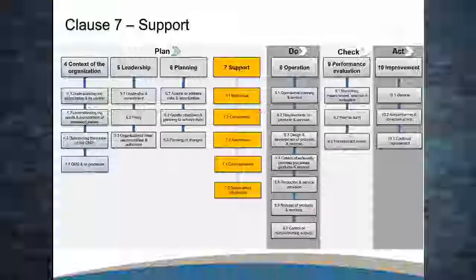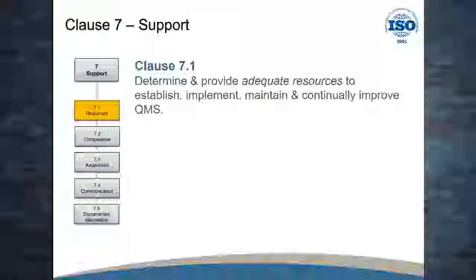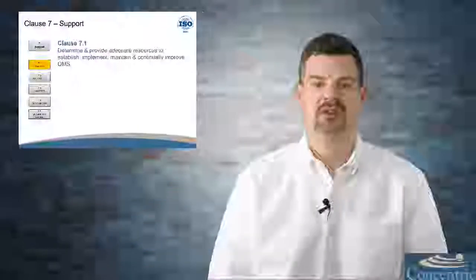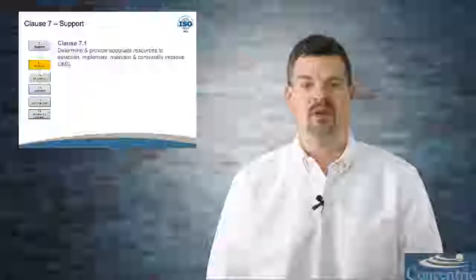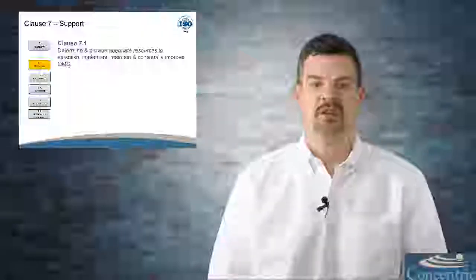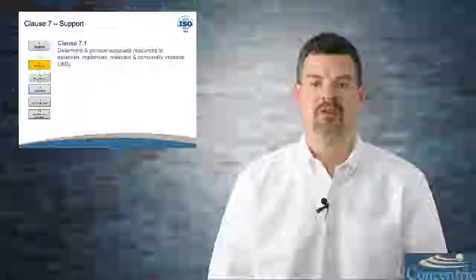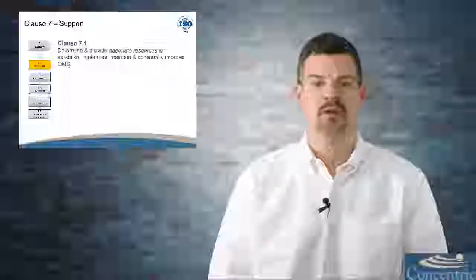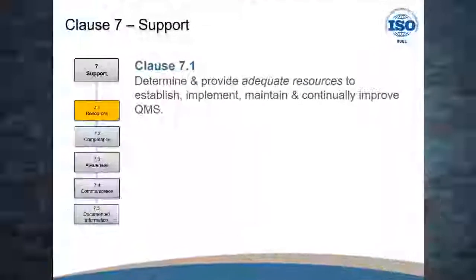Clause 7, support. Clause 7.1, resources. So determine and provide adequate resources to establish, implement, maintain, and continually improve the quality management system. So again, I like adequate resources, but it's very ambiguous. What does that mean? And you as an organization, you have to determine that, or your customer, you and interested parties come together to define what adequate resources are.